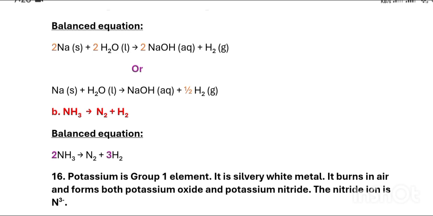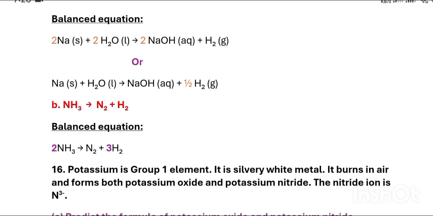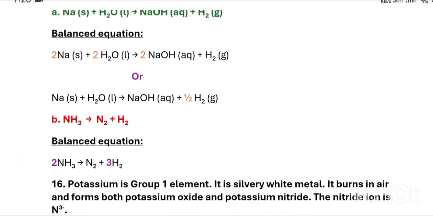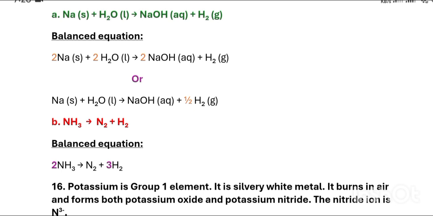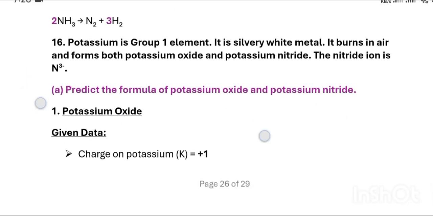Next is NH3 gives N2 plus H2. Now it is very simple. Nitrogen here is 1. Here we have 2 nitrogen atoms, so we will multiply this with 2. Hydrogen here is 3 and here is 2. Now by multiplying with 2 it will become 2 into 3, 6. We simply multiply this hydrogen with 2 to get the final answer. And now the equation is balanced. Now let's see the next question.